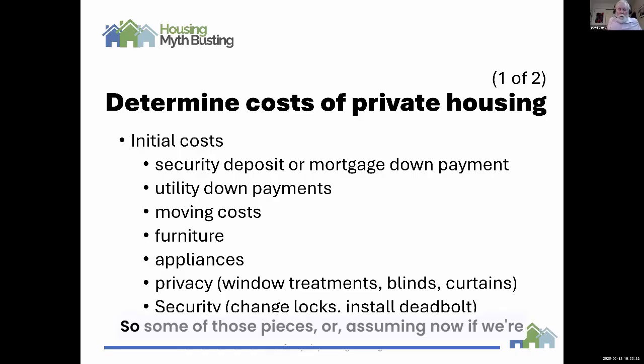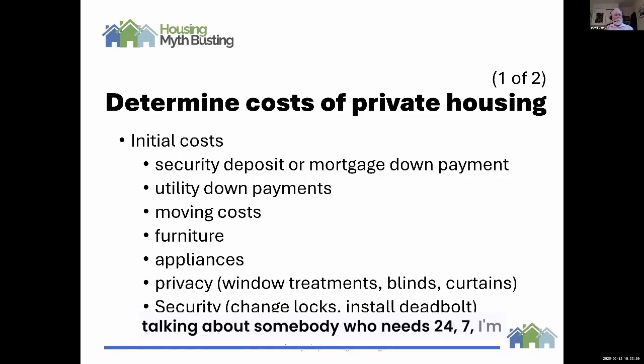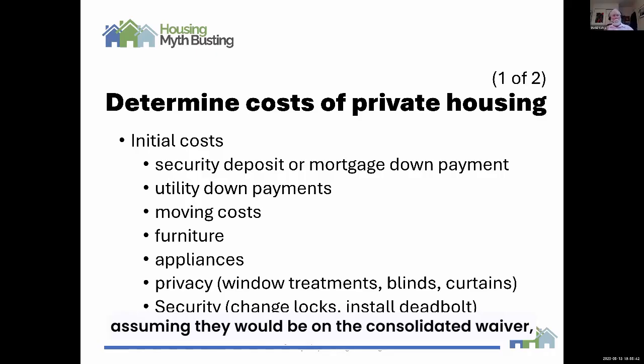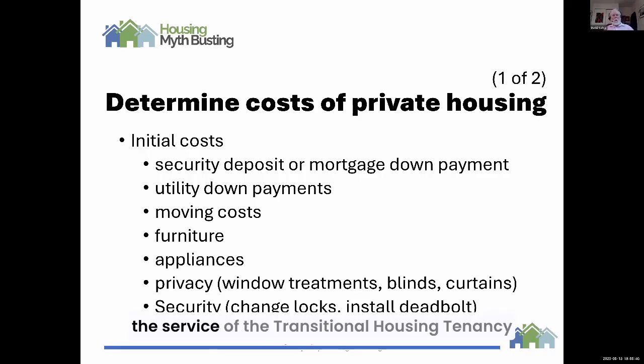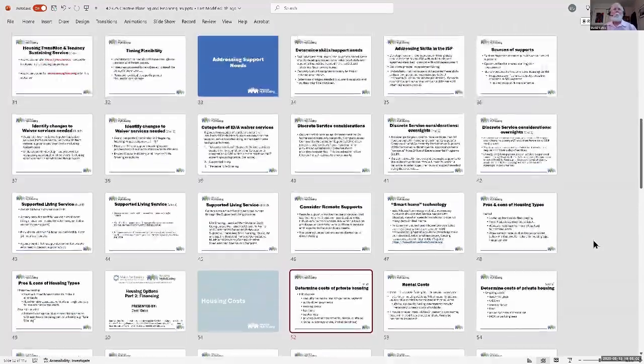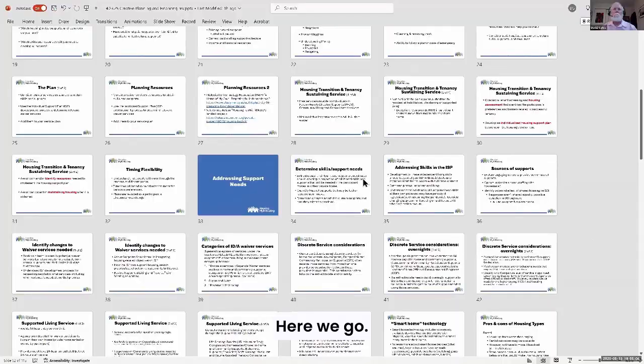So some of those pieces are, assuming now, if we're talking about somebody who needs 24/7, I'm assuming they would be on the consolidated waiver. The service of the transitional housing tenancy sustaining service, which I talked about in the previous session, and let me see if I can get back to that here. Here we go.